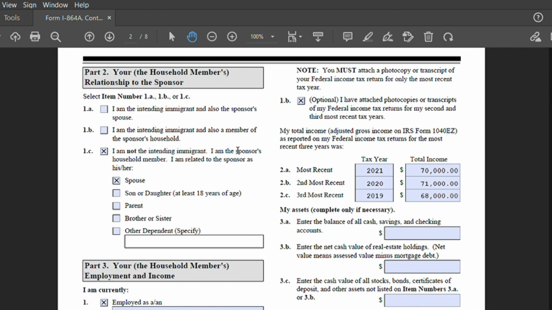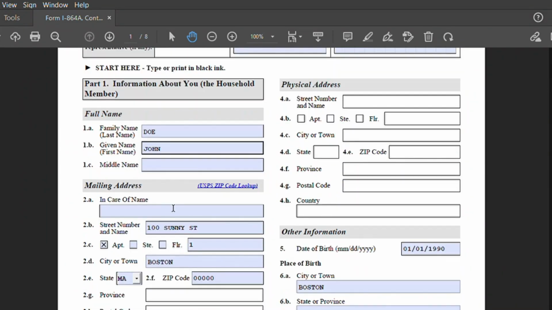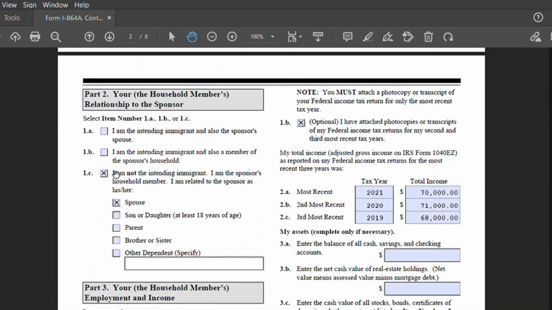And then you have to just provide your relationship to the sponsor. So you can say, I am the sponsor's spouse, son or daughter, parent, brother or sister, or other dependent. So this option, as I explained earlier in the video, is for people who are listed as dependents on the sponsor's tax returns, even if they're not related to the sponsor. Well, in our case, we're just going to say that John Doe is the sponsor's spouse.